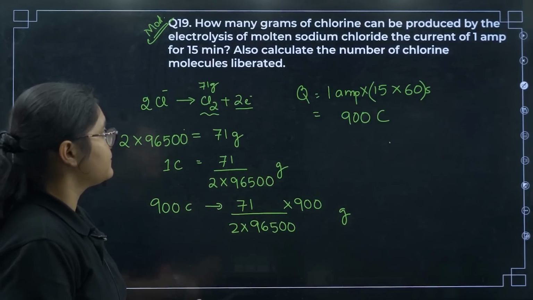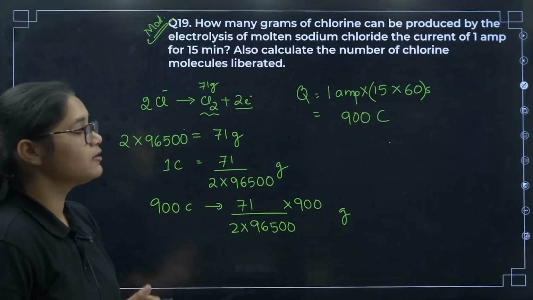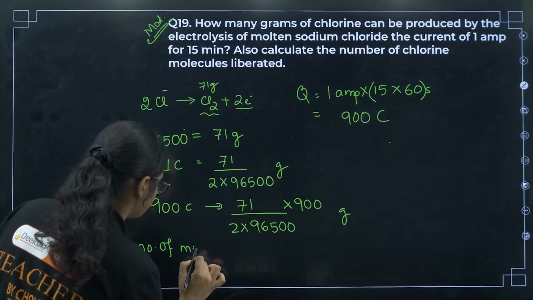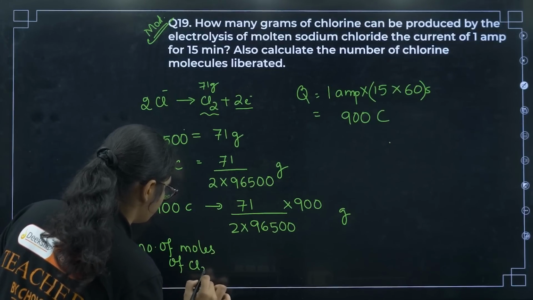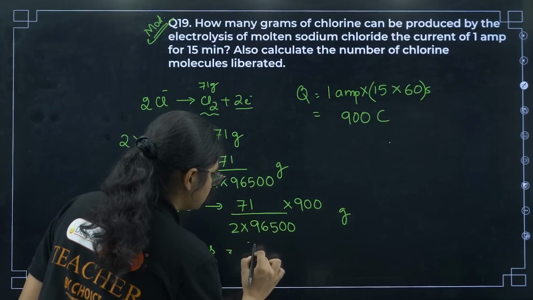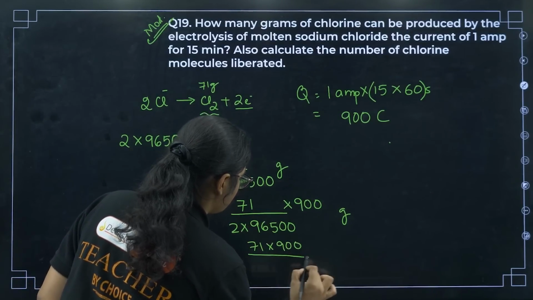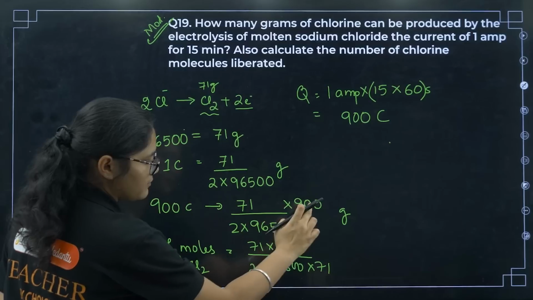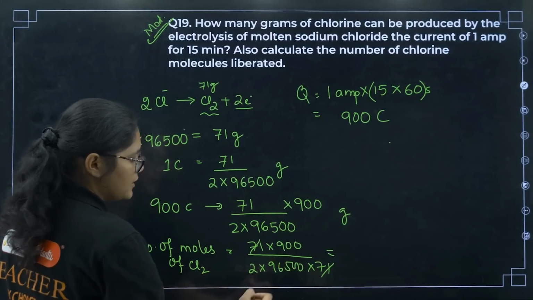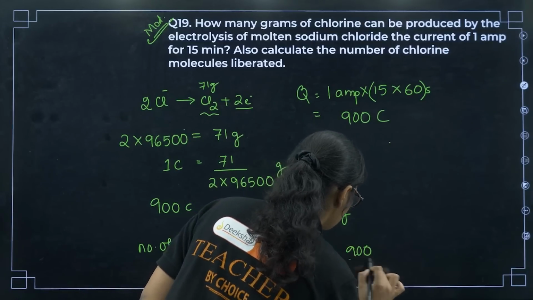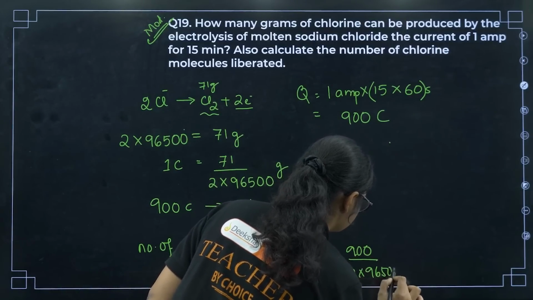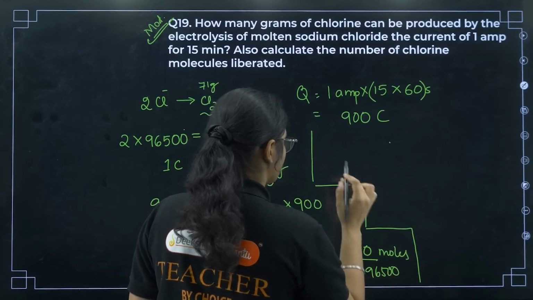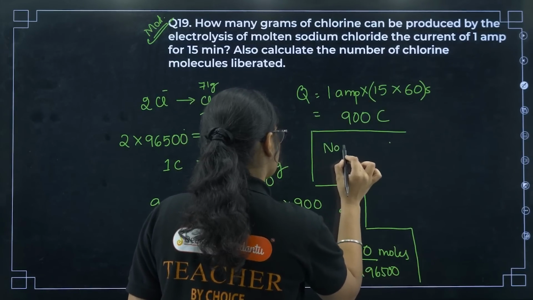Next, to calculate the number of chlorine molecules, what I will do is find the number of moles of Cl2. That is given mass by molar mass: 71 into 900 divided by 2 into 96500, divided by 71. This is the given mass divided by the molar mass. So I'll get 900 divided by 2 into 96500. This is the number of moles. Now the number of particles, the number of molecules.